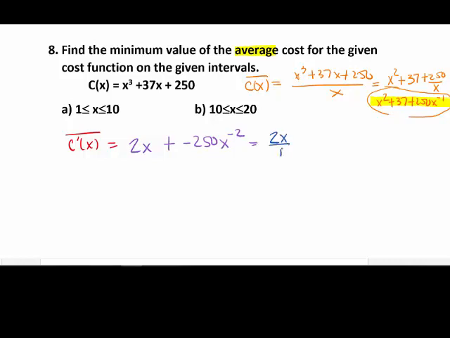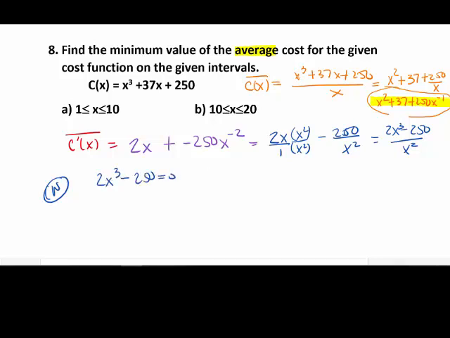I'm going to rewrite this so I can get a common denominator. So I need to multiply this by x squared over x squared. That gives me 2x cubed minus 250 over x squared. Find my critical numbers next, which means take our numerator, 2x cubed minus 250, set it equal to 0, and set your denominator equal to 0 as well. Add 250 to both sides, divide by 2.